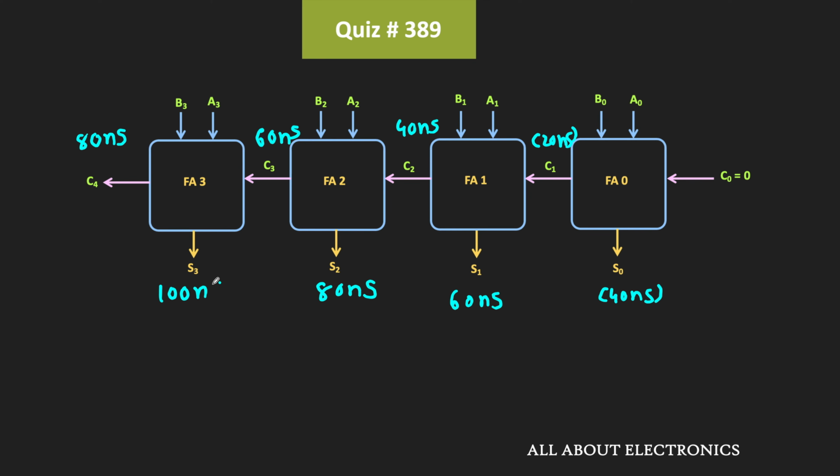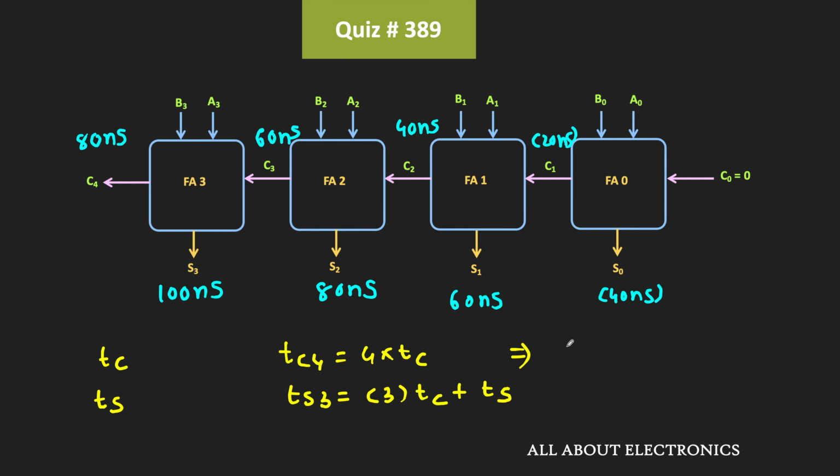So let's say the propagation delay for generating the carry bit is equal to Tc, while the propagation delay for generating the sum bit is equal to Ts. That means here Tc4 is available at 4 times Tc, while Ts3 is available at 3 times Tc plus Ts. Or in general, for the n-bit adder, we can say that this time is equal to n times Tc, while Tsn is available at (n-1) times Tc plus Ts.